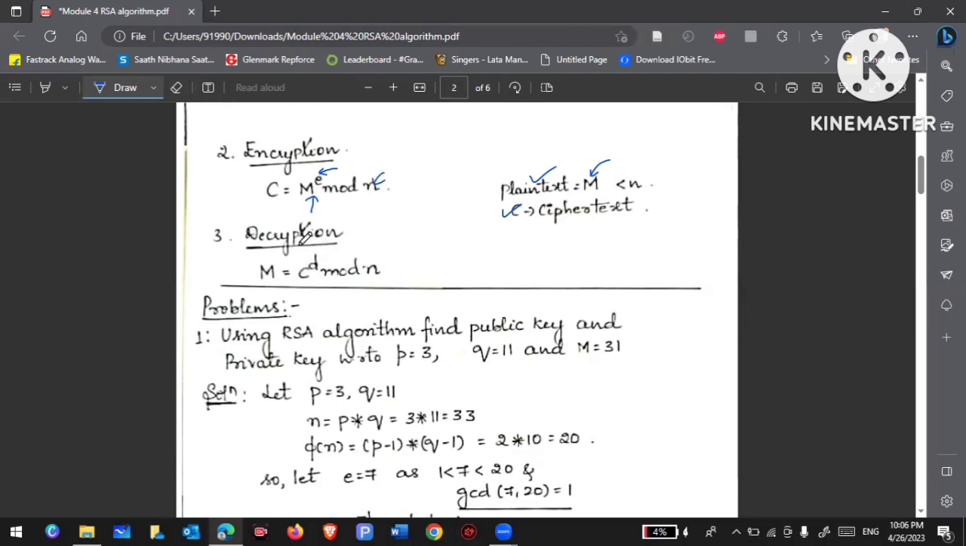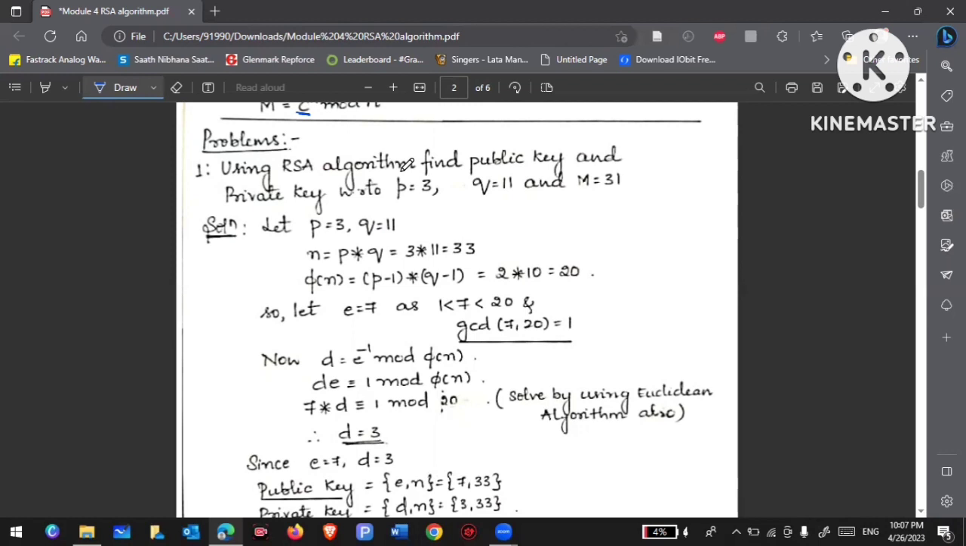C value we will calculate by plugging in the M value, E value, N value. Then the final step is decryption. Decryption we denote by capital M is equal to C power D mod N. C value we will get from encryption. D value we already found in the above steps. N value from the second step.